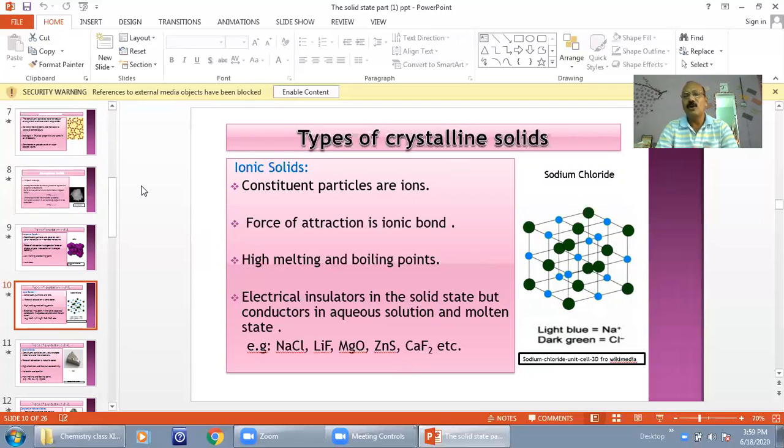So when you differentiate between molecular solids and ionic solids, you have a clear-cut difference. The constituent particles are ions. The force of attraction is ionic bond. They have high melting and boiling points. They act as electrical insulators in the solid state, but in the molten state or aqueous solution, they act as electrical conductors.